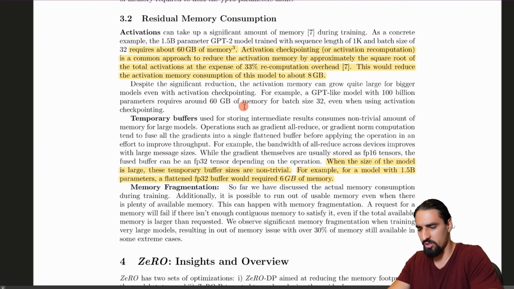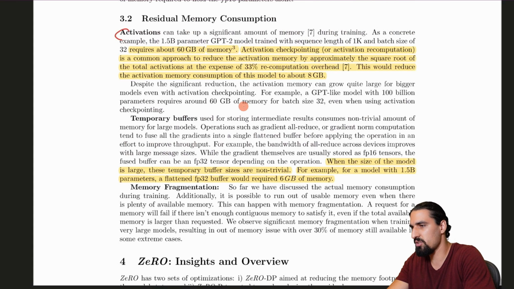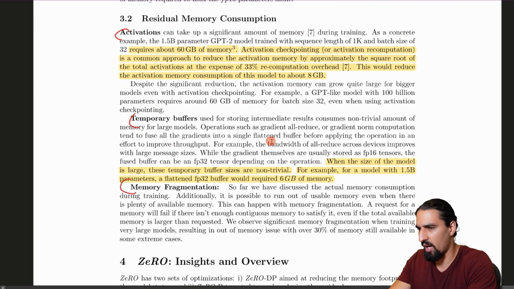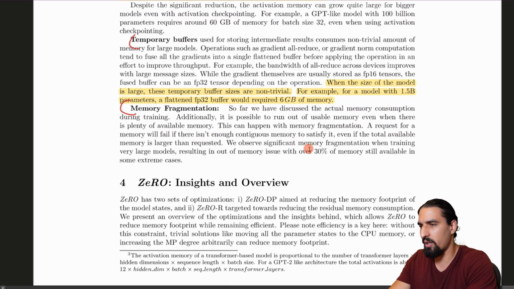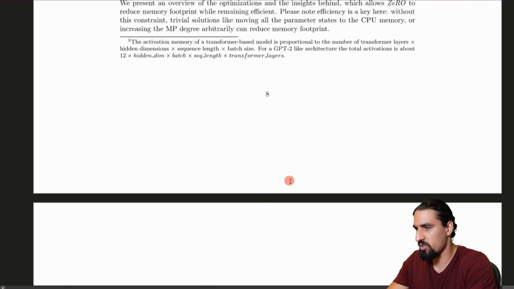Okay, so they go on to say that there are 3 components to the residual memory consumption: the activations, the temporary buffers, and the memory fragmentation. I'm going to skip this one. It's not that vital, but you kind of have to have these temporary buffers when you want to do some reductions, etc. That's too much detail for this video.